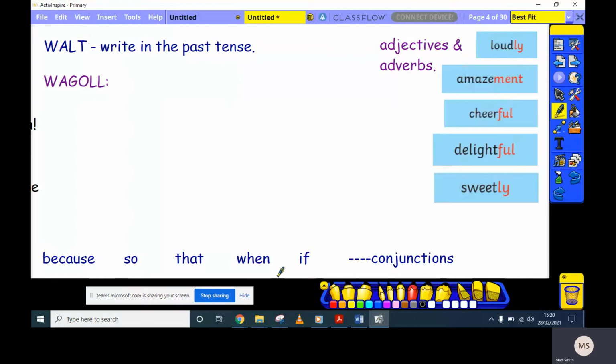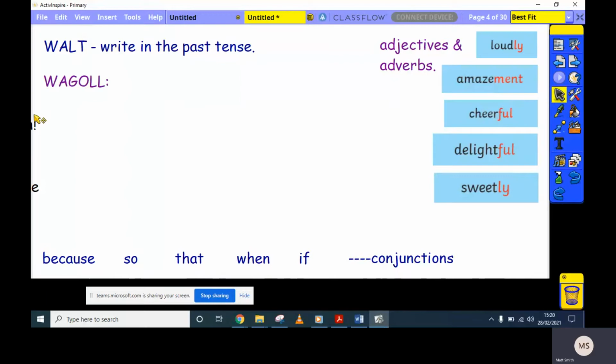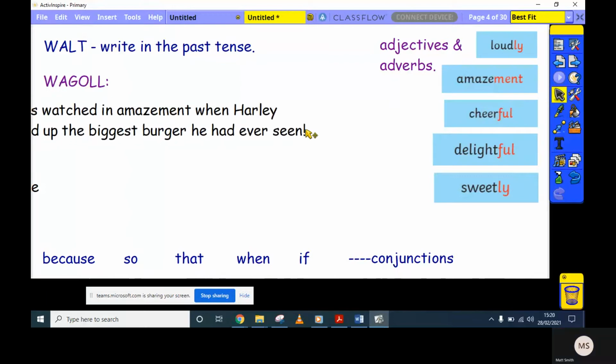And then we've always got to keep our eye out to see if we can get some conjunctions in, because these conjunctions are going to extend our writing even further, and they're going to make it that much better. Okay, right, so let's have a look. Let me show you a waggle. This is one that I constructed earlier.